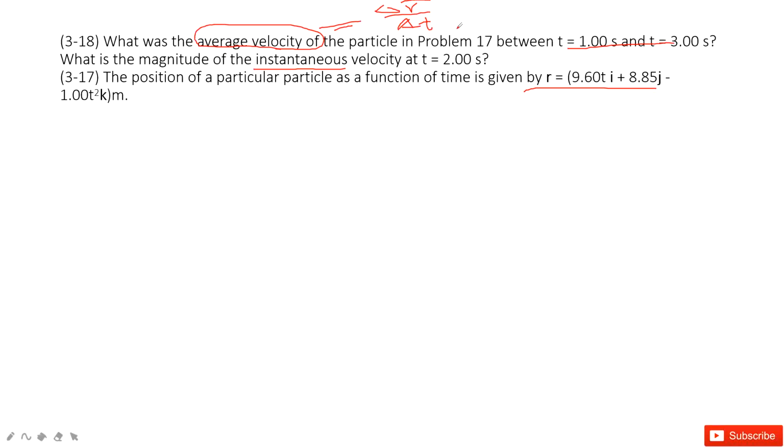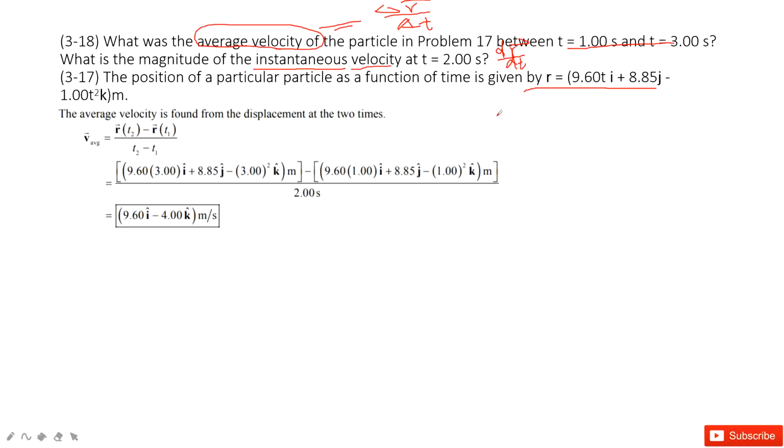Agree? Yes. And then when we consider instantaneous velocity, we take the time taken to be small, and smaller, tending to 0. So this is a derivative, dr/dt. Agree? dr/dt. Because the time taken we consider is super small, tending to 0, this equation tends to the derivative. And then let's see how we do that.